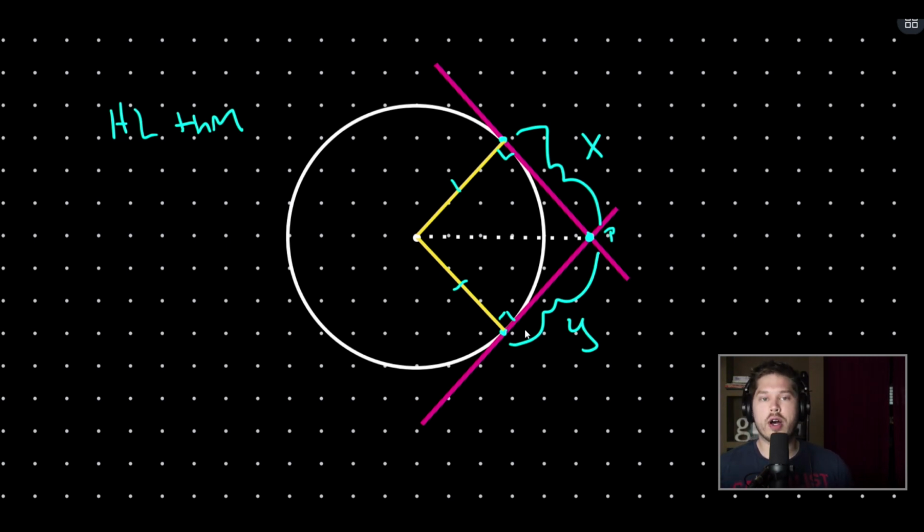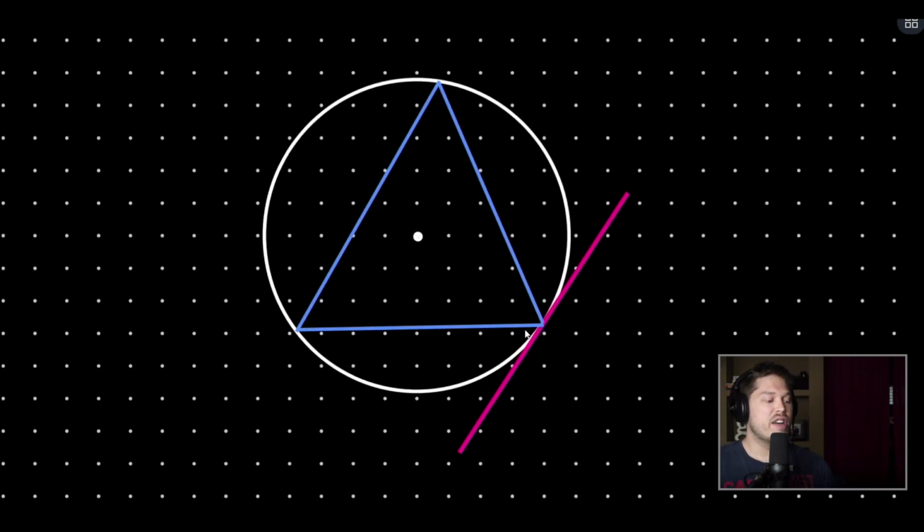So this will come into play, and this is our first power of a point theorem. This is the intersection of two tangent lines. Let's also quickly talk about this relationship between a tangent line and a chord. This relationship will come into play whenever we are talking about a future relationship. So let's talk about it now.